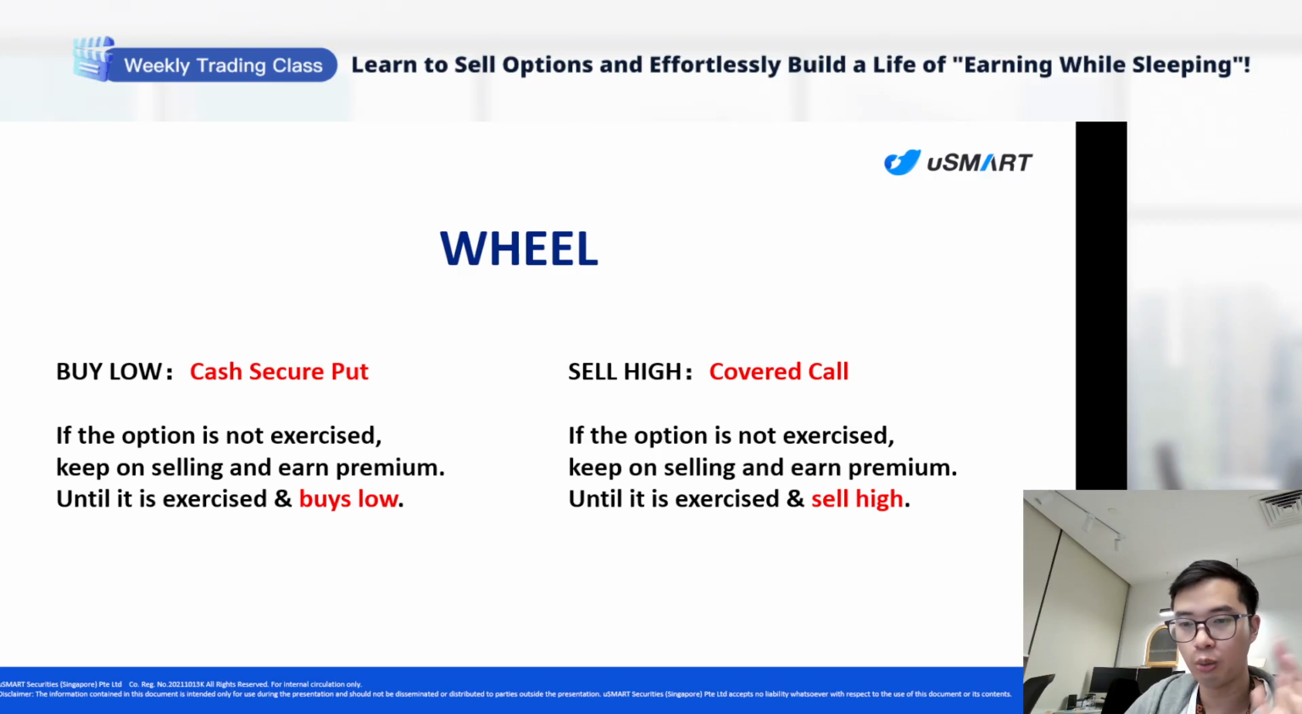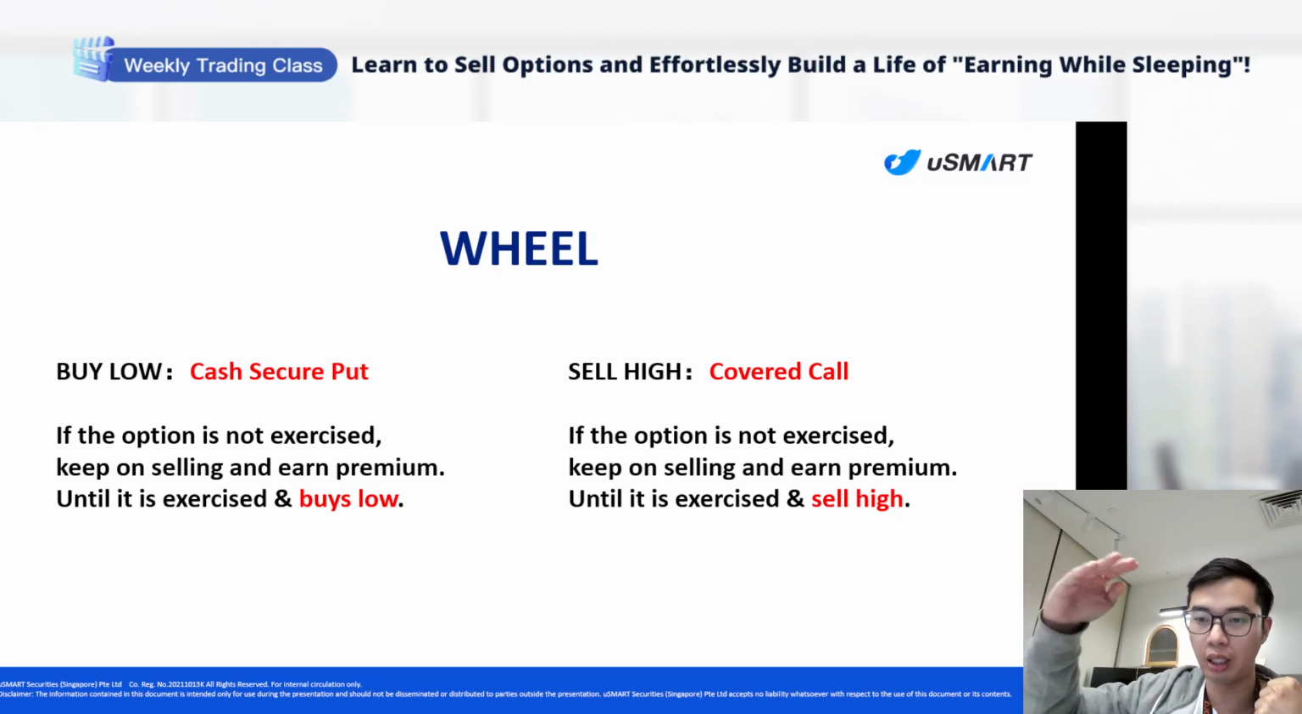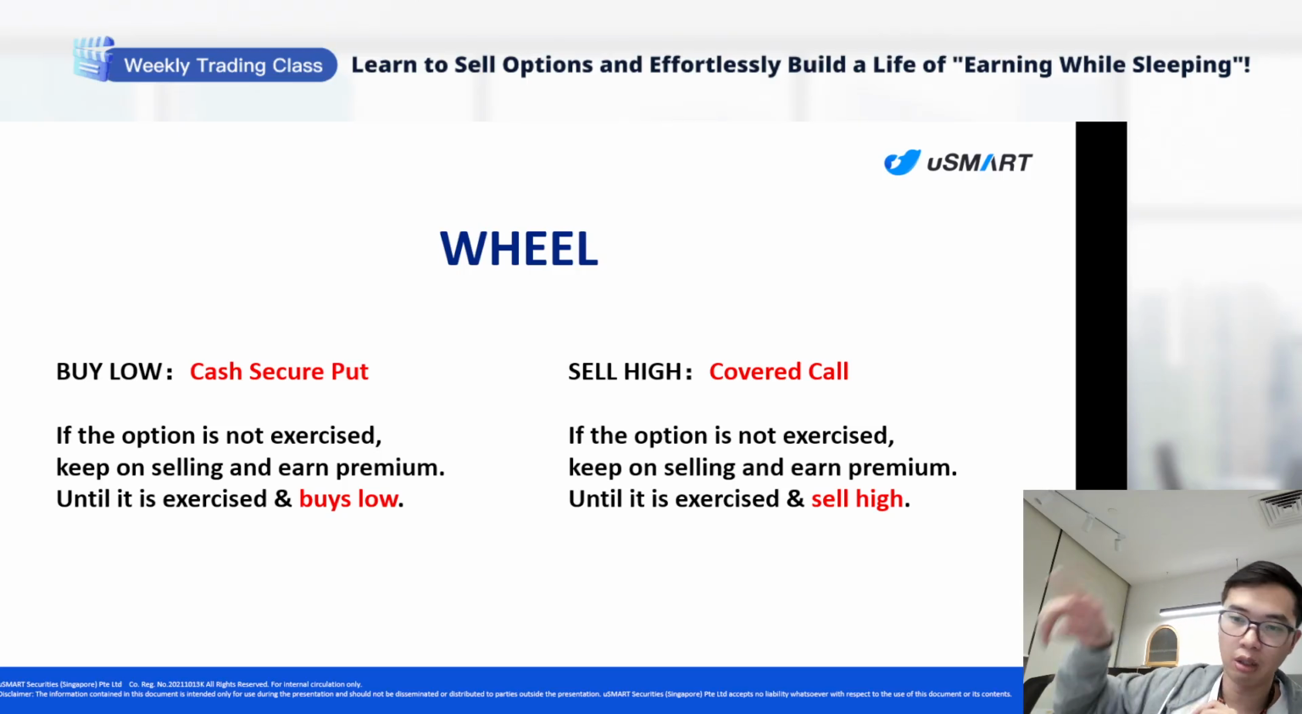Since you intended to buy at that price long ago, when it hits the strike price, your buy limit, you get the premium, and you have the stocks on hand already. Then you try to sell calls. You want to sell at your intended price, but while waiting for it to hit your limit, you can sell calls to get the premium, and then you keep repeating. This is called the wheel strategy.